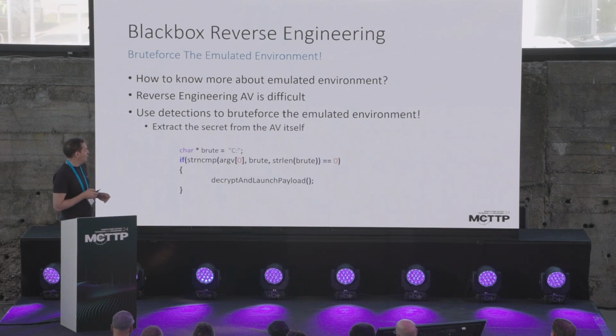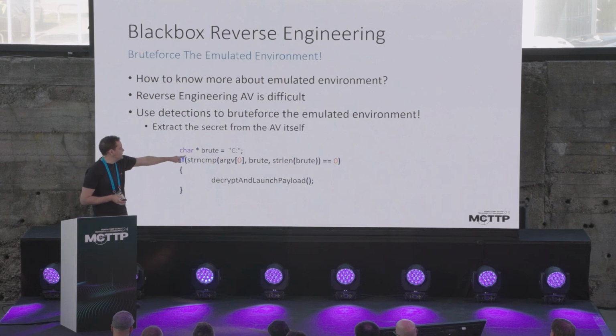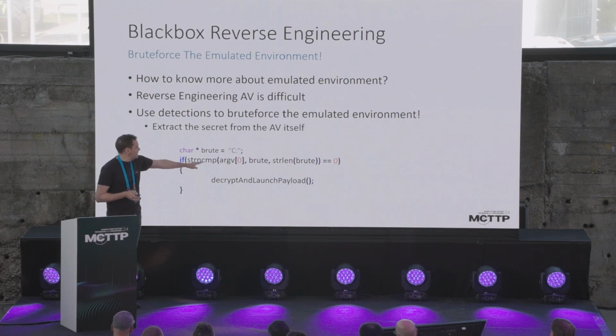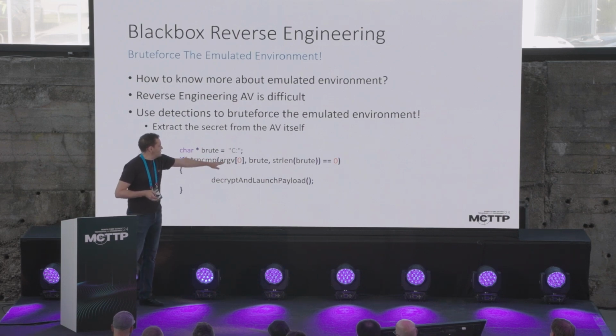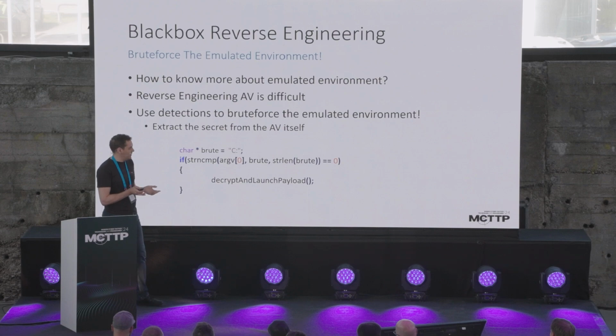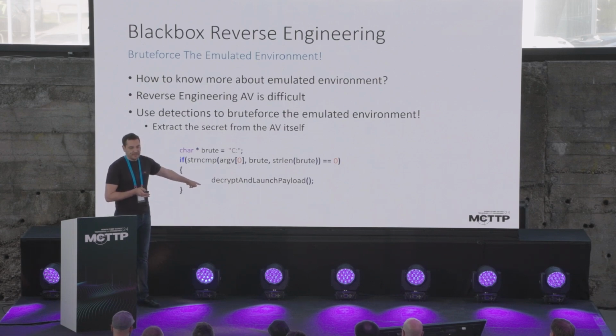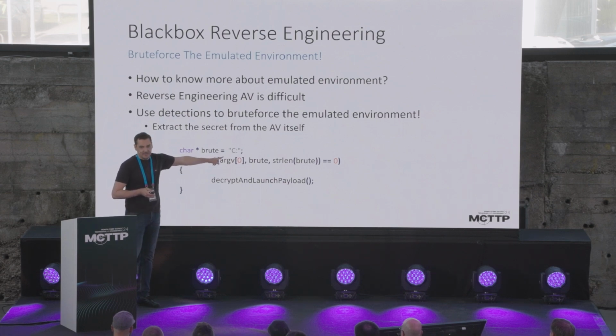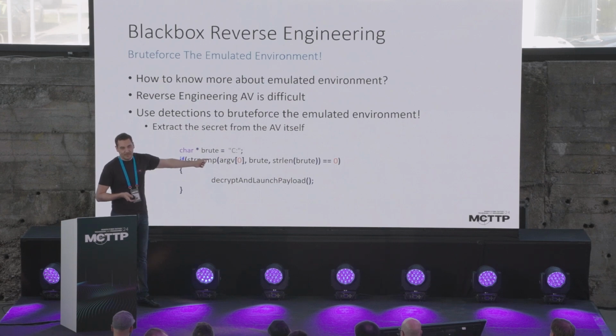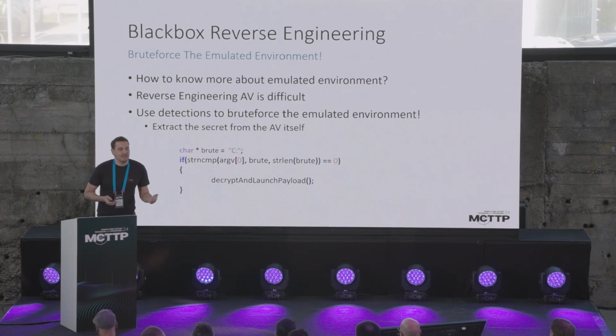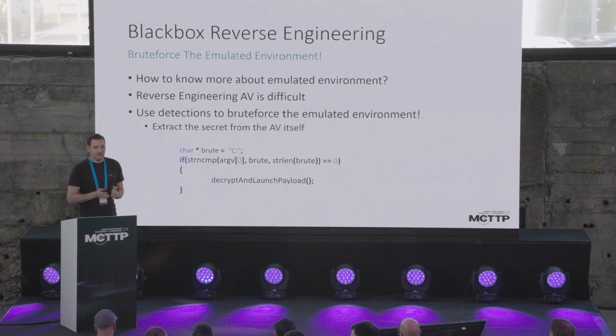Here's an example. If I want to know if my current file name starts with C:, I can just check this variable against the first 2 bytes of the current path. And I know that if this triggers a detection, it means that the hard-coded value starts with C:. If it doesn't trigger a detection, it doesn't start with C:. And this way, I can brute force letter by letter all the values from the emulated environment.